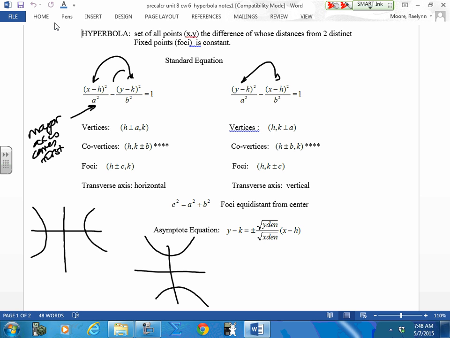We need to have some way to make these be symmetrical. So what we do is we make a box in here. This is where your vertex is, right here. Your co-vertex technically doesn't exist because it's not on your hyperbola. But we call it a co-vertex because we need to make that box. Because what we're going to do is make a transversal that goes through here.